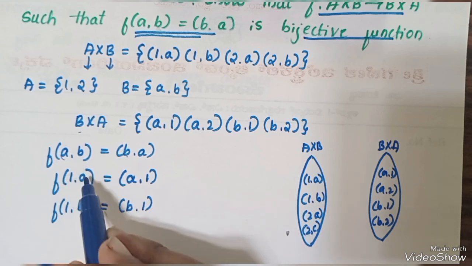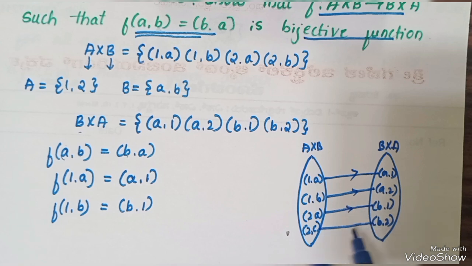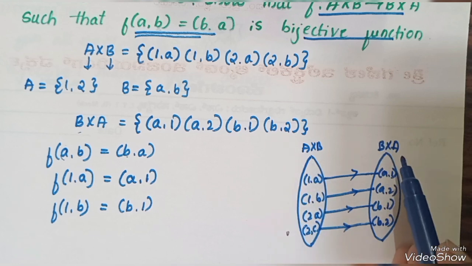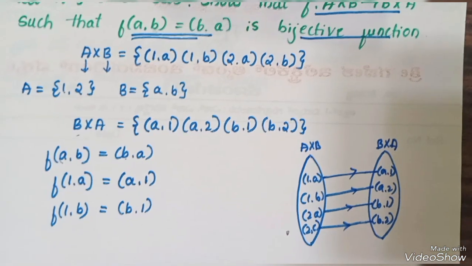1 comma a, substituting, we get a comma 1. Again this is related with b. Again this one is related. The last element is also related. Here, whichever elements we take from the Cartesian product A cross B, we get the images from the Cartesian product B cross A. Here it is satisfied.